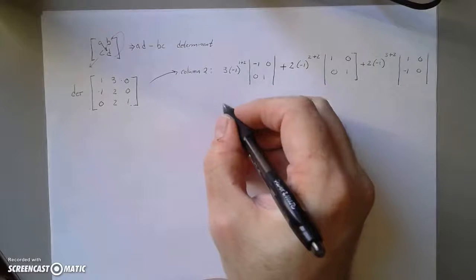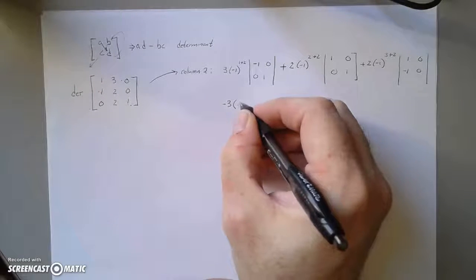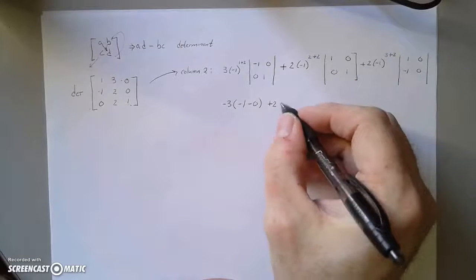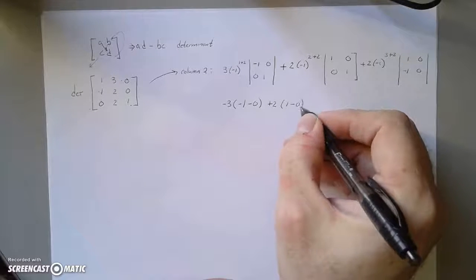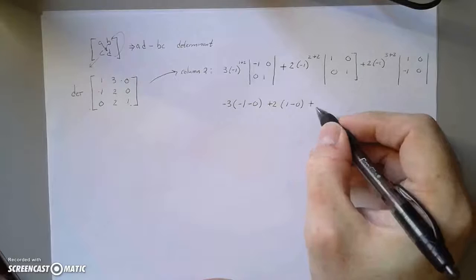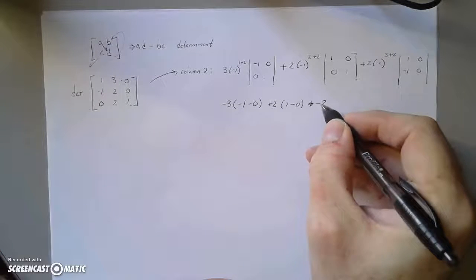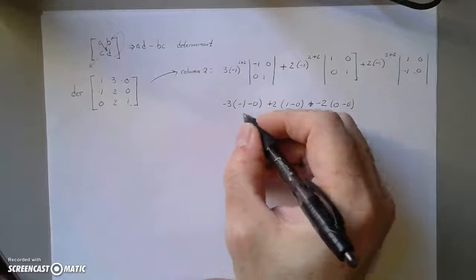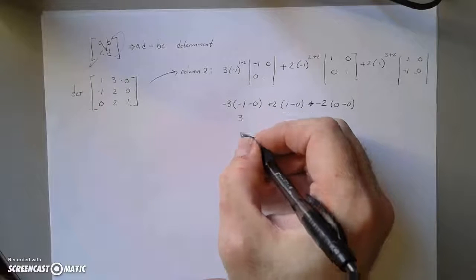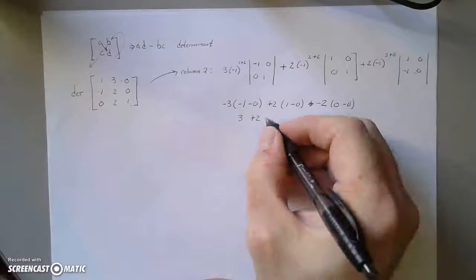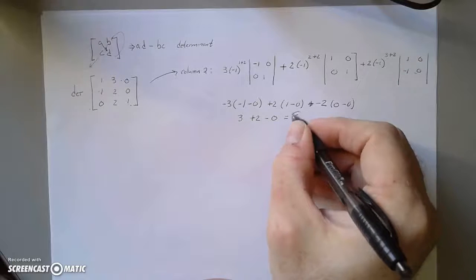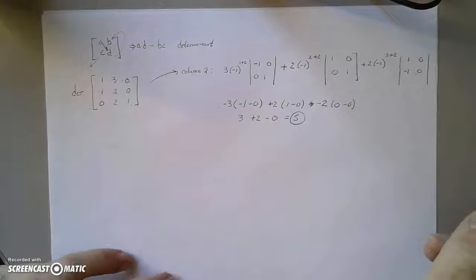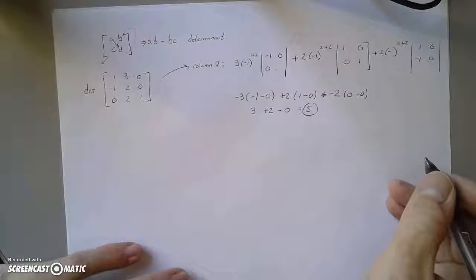So what is this? This is minus 3 times minus 1 minus 0, plus 2, that's a positive 1, times 1 minus 0, plus, that's always going to be minus 2, and then that's 0 minus 0. So what's this? This is positive 3 plus 2 minus 0, which is 5. The determinant is 5, so that means it has an inverse. Maybe I'll show you in the calculator how we do that in a minute.